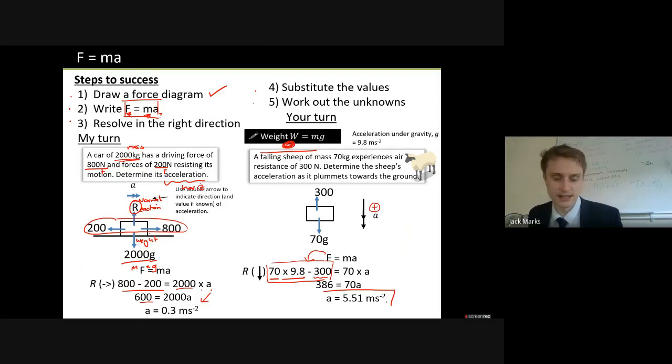Why does it sound sensible? Well, it's falling towards the ground, so we expected a positive answer for acceleration. Why is it not 9.8? You might say, I thought gravity is 9.8. Why is it not 9.8? Well, it's being held back by some resistance. It's not in free fall, it's being held back. So we need to use F equals ma.